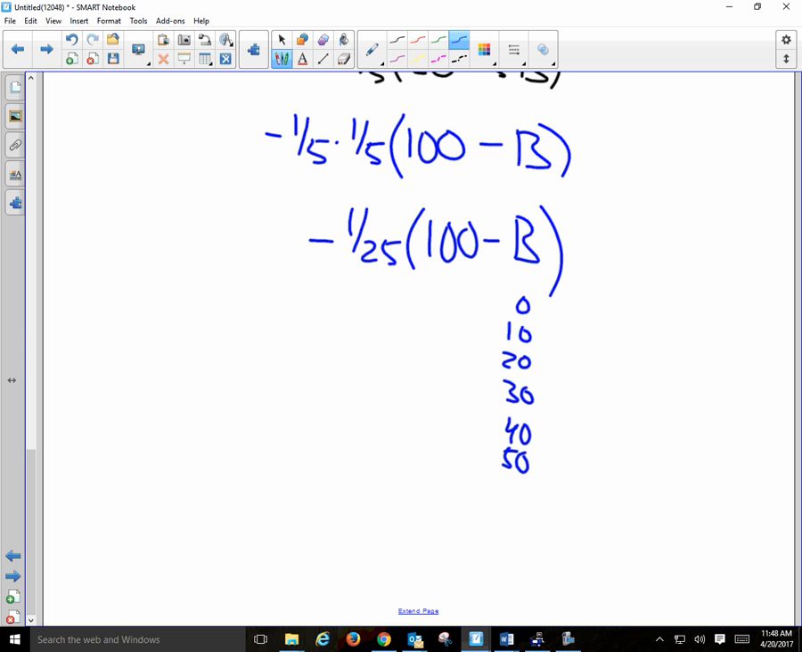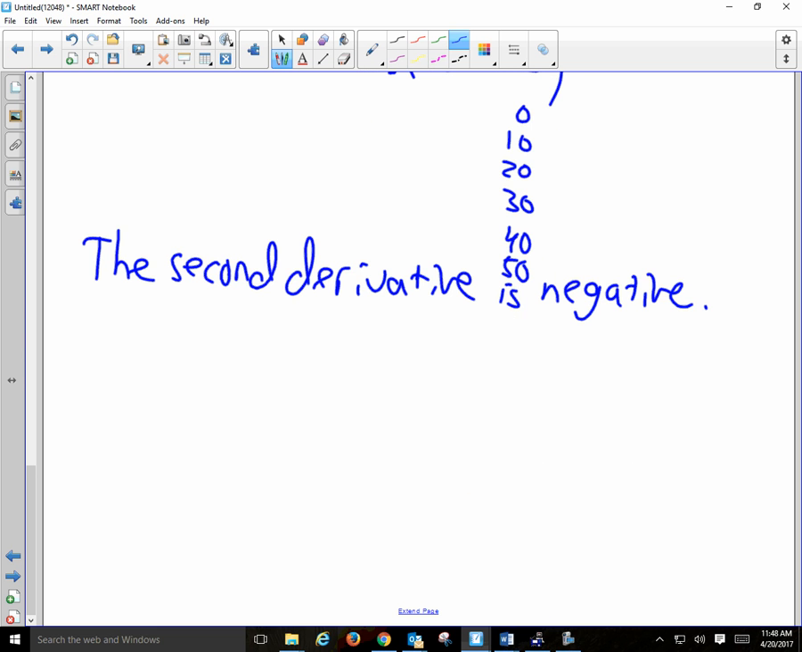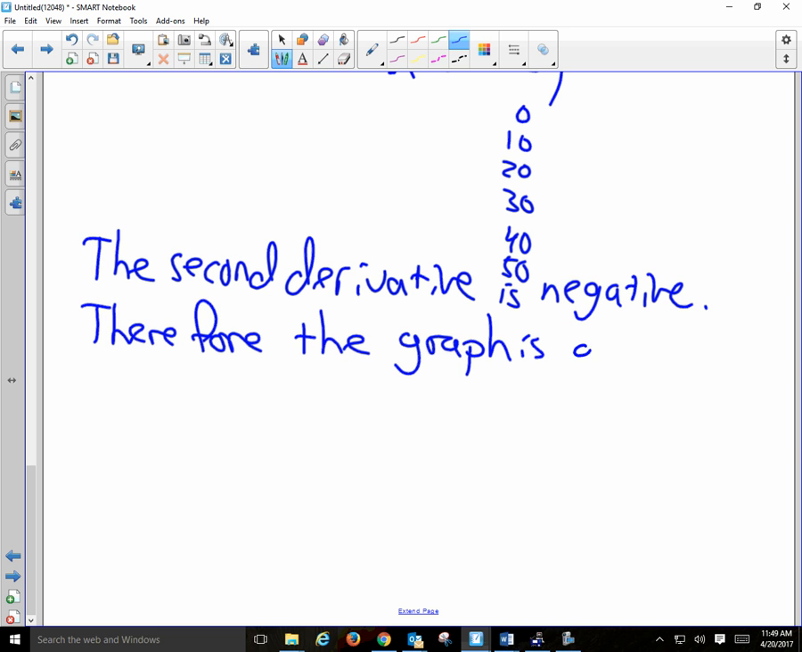What does it mean when the second derivative is negative? The second derivative is negative. Therefore, the graph is always... if you have a second derivative that's negative, what does that mean about the sketch of the graph? It's always concave down.